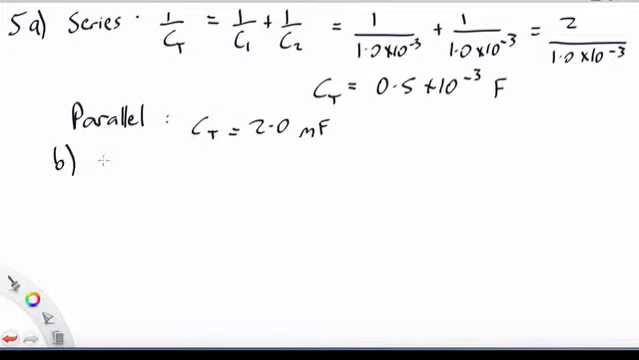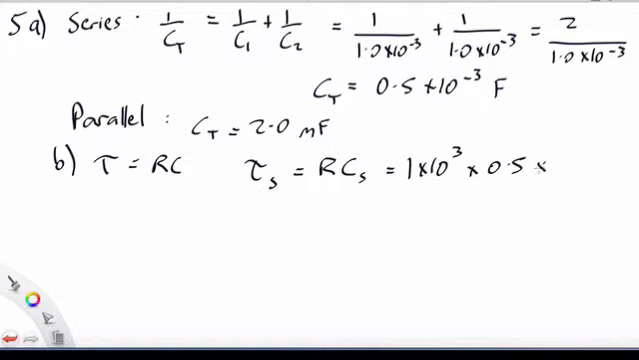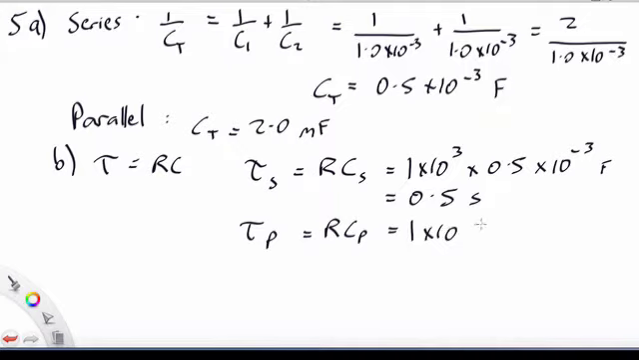So then for part B, the time constant is R times C. So the time constant for the series circuit is R times the capacitance of the series circuit, which is 1 × 10^3 ohms times 0.5 × 10^-3 farads, which equals 0.5 seconds, whereas the parallel time constant is going to be 1 × 10^3 times 2 × 10^-3, and that gives 2 seconds.